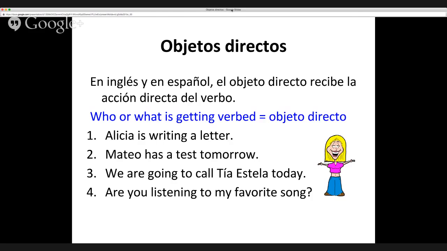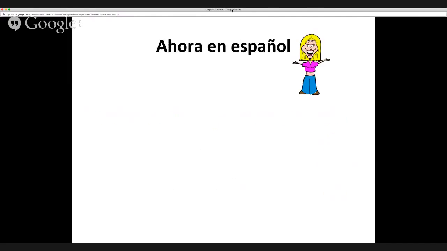Are you listening to my favorite song? Who or what is getting the action of the verb? Who or what is getting listened to? The song. The song is the direct object, so it's what's getting listened to. It's what's getting verbed. Always go back to the question, who or what is getting verbed, in order to find the direct object in your sentence.